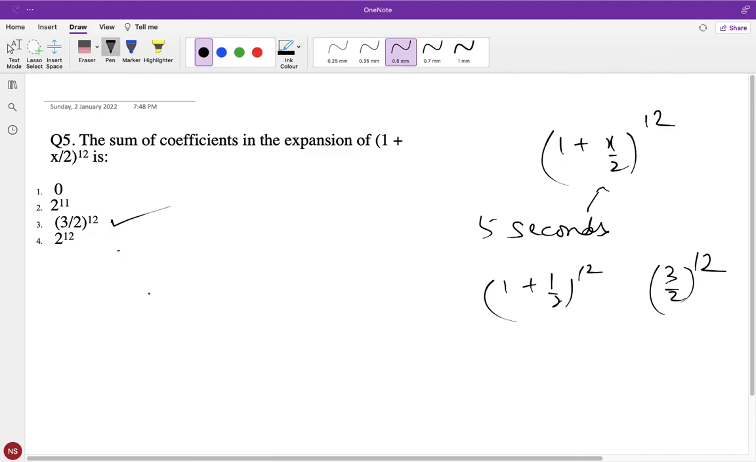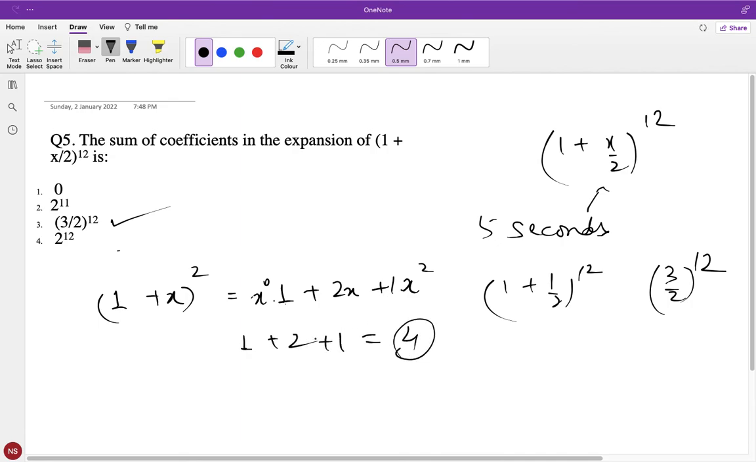If you are doubting yourself whether this thing works, let us look at one simple one, (1 plus x) whole square. We know that this is like 1 plus 2x plus x square, we can write it as x raised to the power 0 into 1. So the sum of all the coefficients here is what? This is 1. So 1 plus 2 plus 1. Sum of all the coefficients is 4. If I put x equals to 1 here, what do I get? 1 plus 1 whole square. 2 square. This is 4.